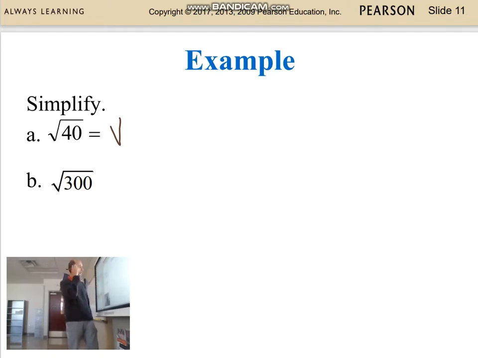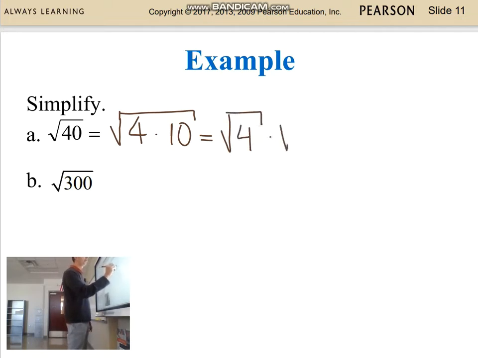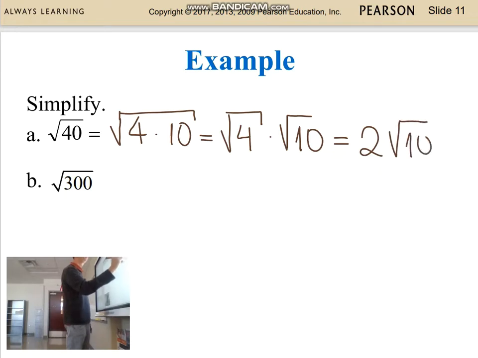Okay, so we are talking about square roots. We need to find perfect squares, and 4 is one perfect square, right? And we can break down 40 as 4 times 10, because now we can apply the multiplication property, the product rule for radicals that we've seen at the beginning. The square root of 4 times the square root of 10, and this allows us to simplify and have 2 times the square root of 10.